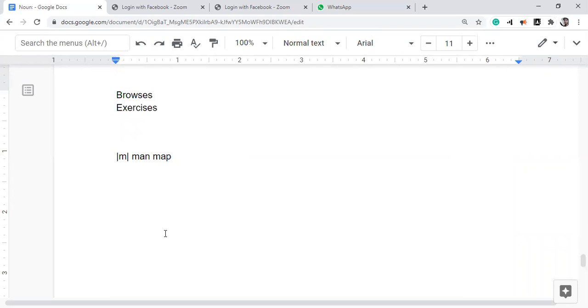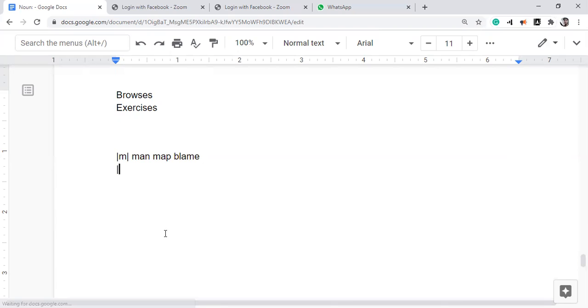M, man, map, blame. Simple sound, the M sound. Okay, repeat the sound: man, map, blame. Blame. Repeat three times: man, map, blame. Okay, very simple. Once again, one more.